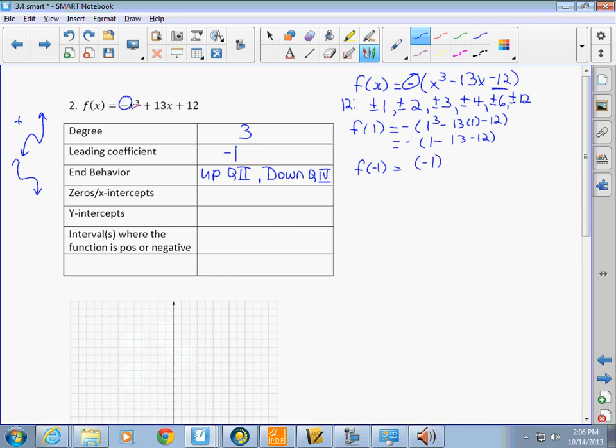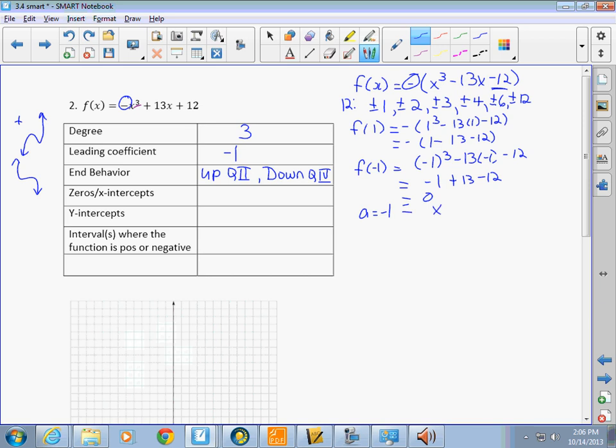So I have -1 cubed minus 13 times -1. Whoops, I don't need a bracket there, I just need a minus 12. So I have -1 plus 13 minus 12. So -1 plus 13 is plus 12. 12 minus 12 is 0. So this means that a is equal to -1.